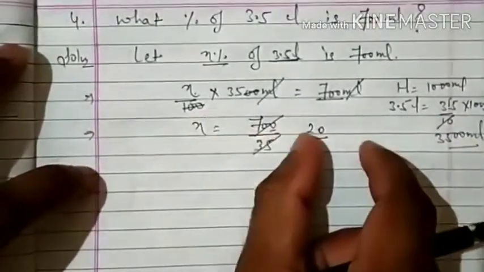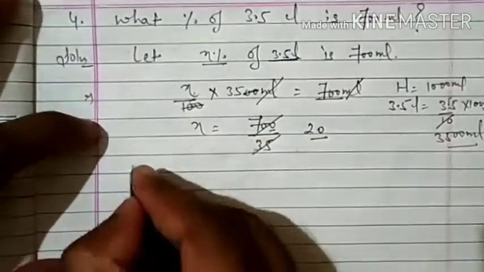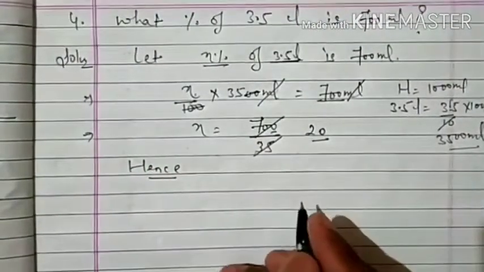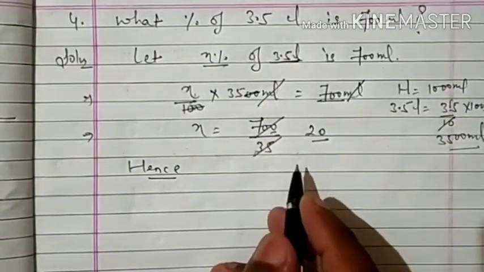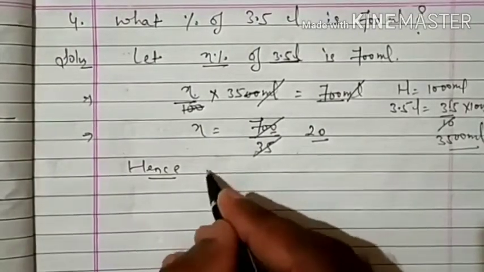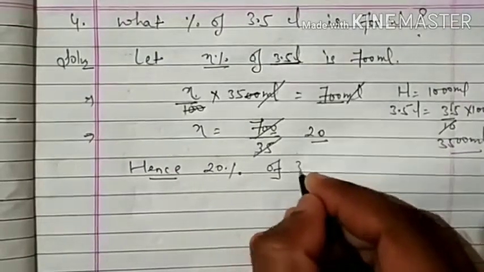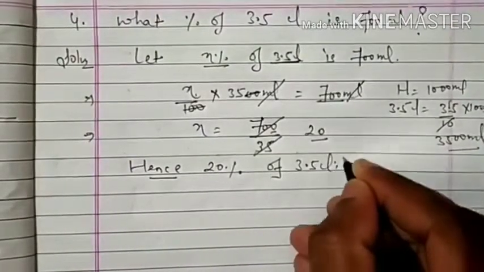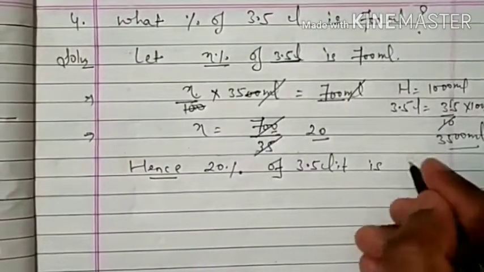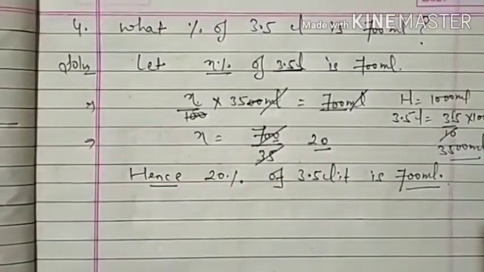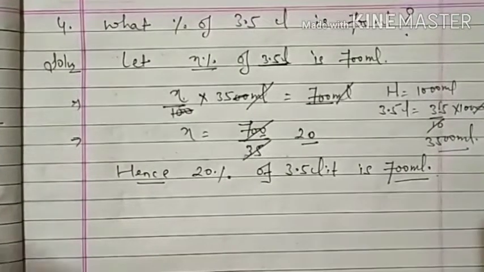So x is equal to how much? 20. So what can we write? Hence x is equal to 20, that is 20%. So hence 20% of 3.5 liter is 700 ml. I hope it is clear to everyone.